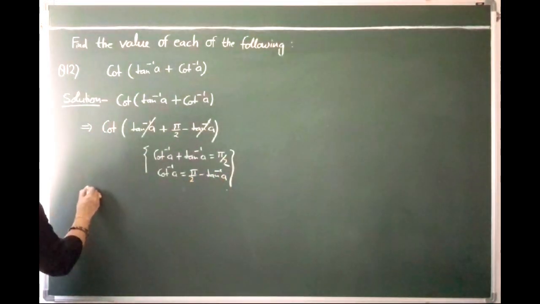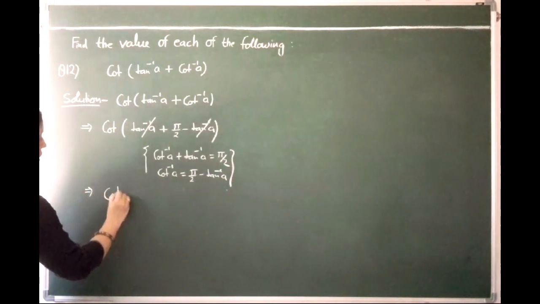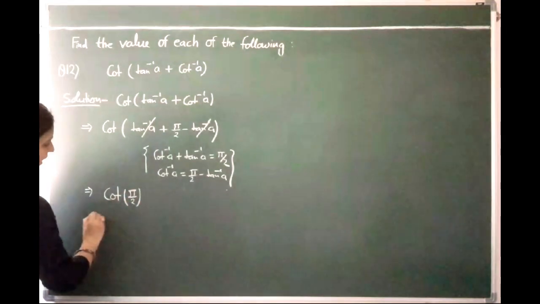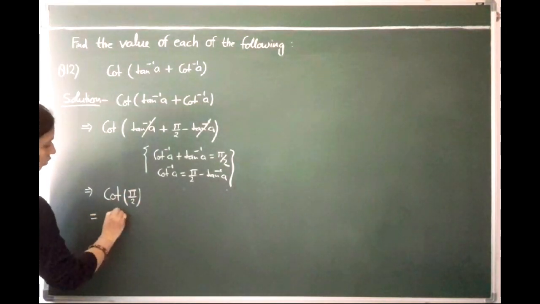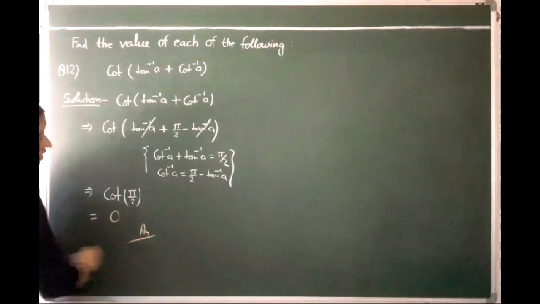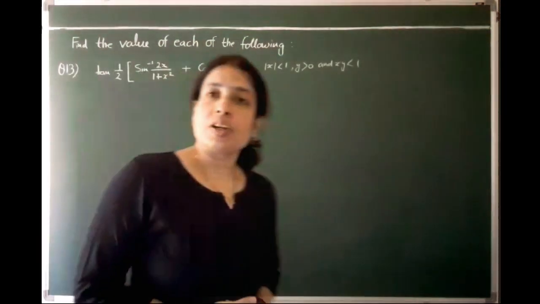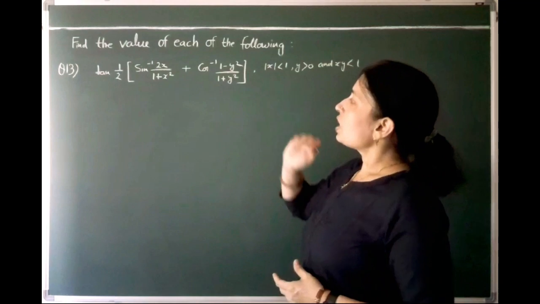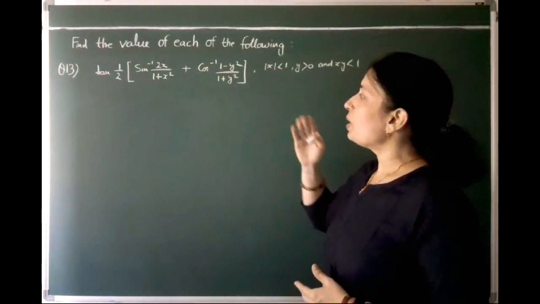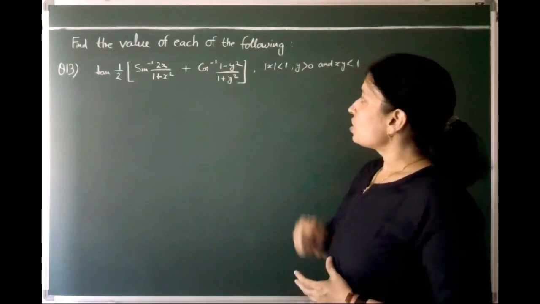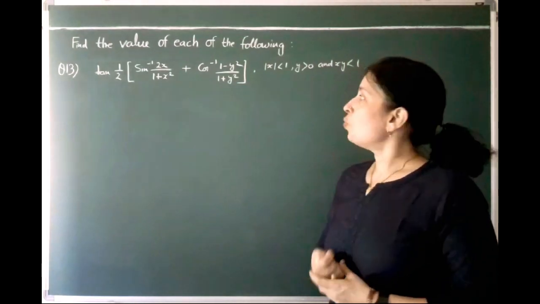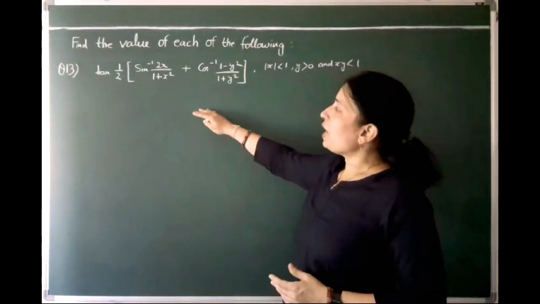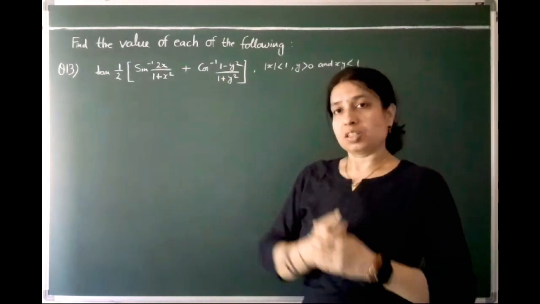Now we have cot pi by 2, and we know that cot pi by 2 is equal to 0. So our answer is 0. Next is question number 13. It is tan of 1 by 2 times sin inverse 2x by 1 plus x square plus cos inverse 1 minus y square divided by 1 plus y square. Here we have to find out the value of this function.